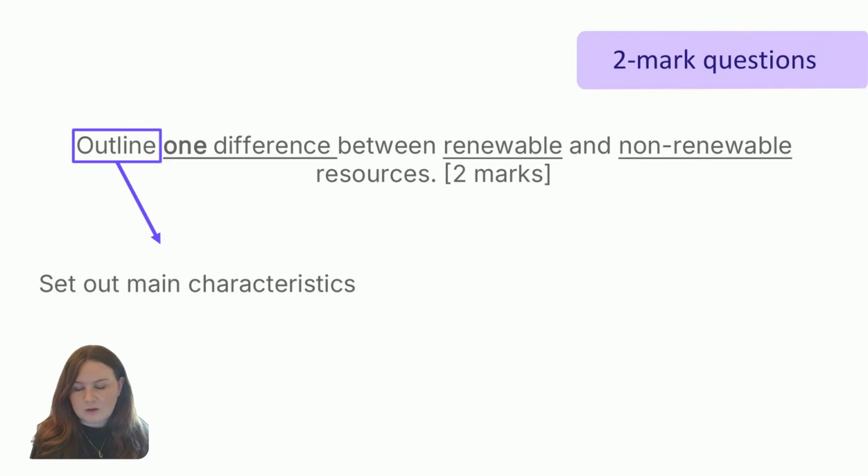So if we have a look at this, we've boxed the command word, which is outline, and this means to set out the main characteristics. We've underlined the key words here, so one, difference, renewable and non-renewable, and then we've had a look over the question again to make sure we understand it, and we can see that there's 2 marks up for grabs. So really, it's going to ask you for 1 mark in identifying a key point and 1 mark in supporting with an example.